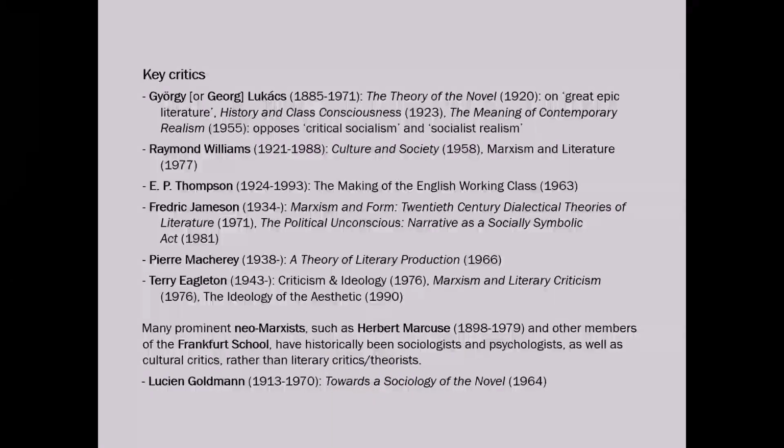Potentially included in this category, and I call them neo-Marxists, are people that one usually leaves out because they're concerned with culture rather than having anything to say on literature. And again, they are relevant for the Germanists because they are attached to what is known as the Frankfurt School. So they have historically been sociologists, psychologists, and cultural critics. In fact, they invented something called Kulturkritik, which means cultural critique, rather than being literary critics and theorists.